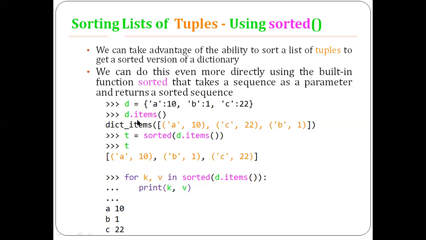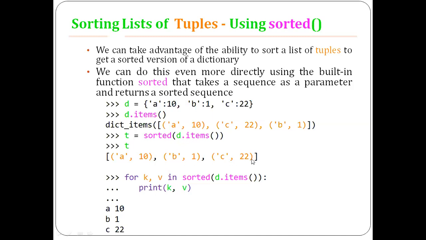D dot items, right? I'm extracting all the elements here. So that is A, 10, C, 22, and B, 1. What I'm doing is just sorting the elements, that is sorted D dot items. We are sorting these elements. So what you get are the tuples A, 10, B, 1, and C, 22.